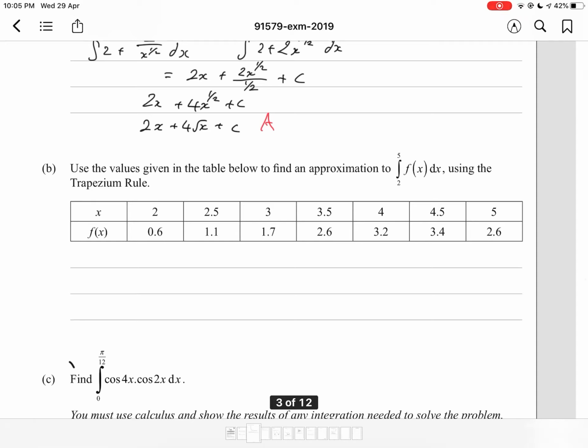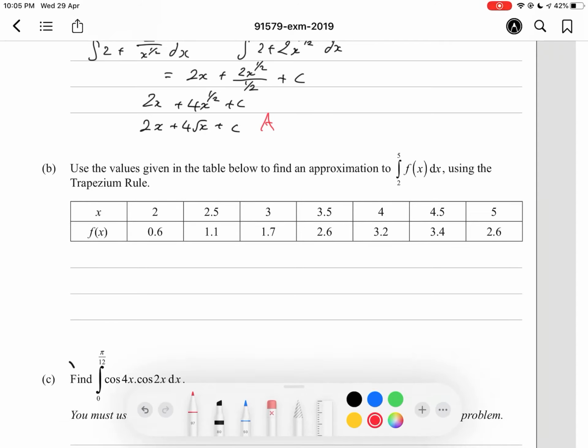Question B. Use the values given in the table below to find an approximation to the definite integral between 5 and 2 of f of x dx using the trapezium rule. So if we look on our formula sheet, it states that the definite integral between 5 and 2 is equal to 1/2 of the height times y0 plus yn plus 2 y1 plus, and it keeps going on.